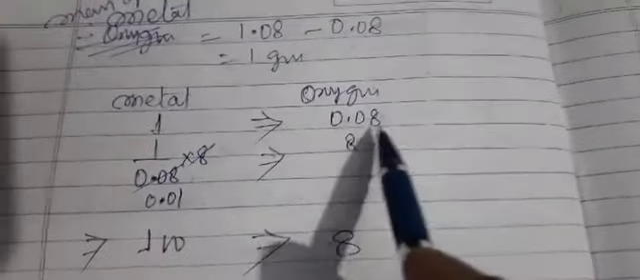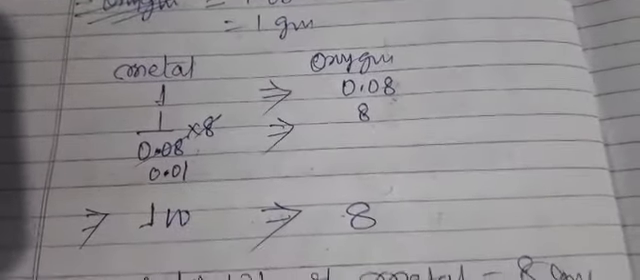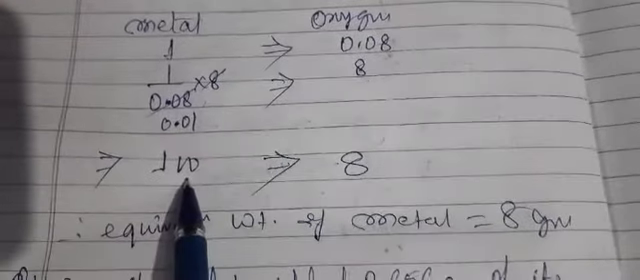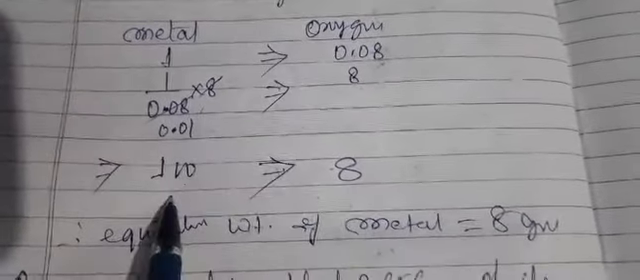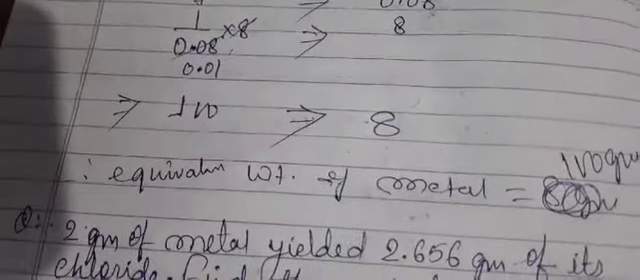So here we have got that 0.08 gram of oxygen reacts with 1 gram of metal. So 8 gram of oxygen would react with 1 by 0.08 into 8. So how much do we get? After calculation, 8 gram of oxygen reacts with 100 gram of metal. So that is why the equivalent weight of metal is not 8 gram but it is 100 gram. The equivalent weight of oxygen is 8 gram, that is why I have used it. So equivalent weight of metal would be 100 gram.